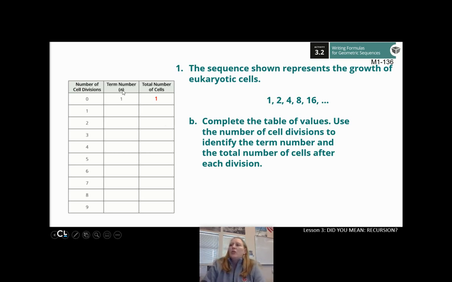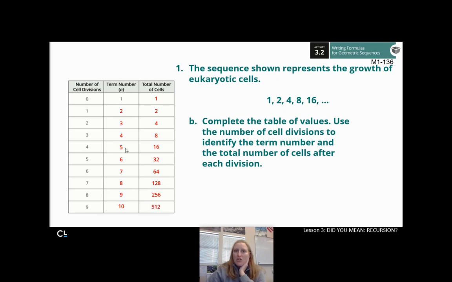All right, so after one division, that actually gives us the second term, which is 2 cells. 2 divisions gives us the third term, which we'll notice is 4 cells, and so on and so forth. So after 3 divisions, I'm on term number 4 with 8 cells, term 5 with 16, term 6 with 32, term 7 with 64 cells, term 8 with 128 cells, term 9 with 256 cells, and term 10, which gives me 512 cells.